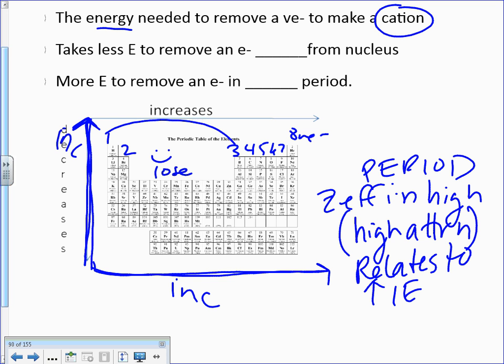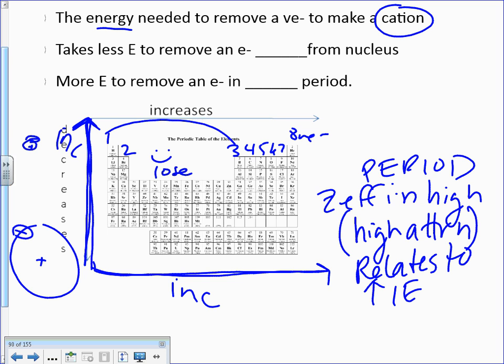Why? What's different about the size here? Give me the size up top. Small or big? Small, right? So we have atomic radius, small on the top, large on the bottom. So if I have an atom that's this big here, and an atom that's this big here, and there's our proton, and there's my electron.